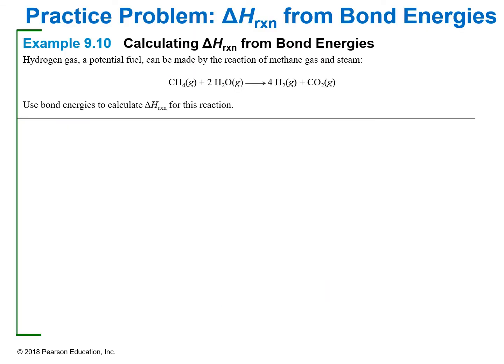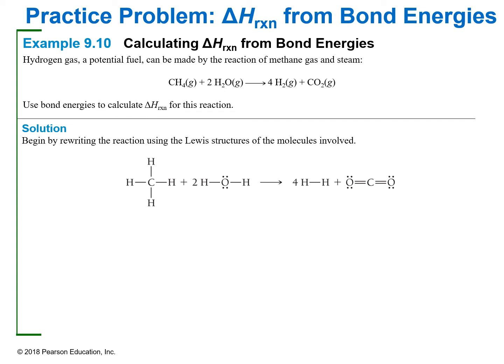So let's look at this example here. We have methane gas and a couple of water molecules, and then we're going to create some hydrogen gas and some carbon dioxide. Well, in this scenario, we are going to have to break down all of the molecules to build the molecules. So we will be calculating all the bond energies for the two reactants and all of the bond energies for the two products.